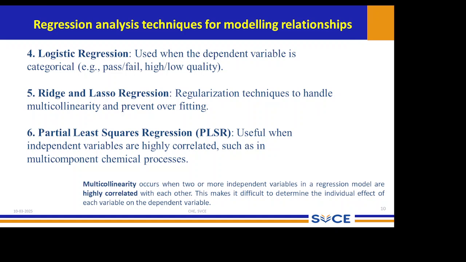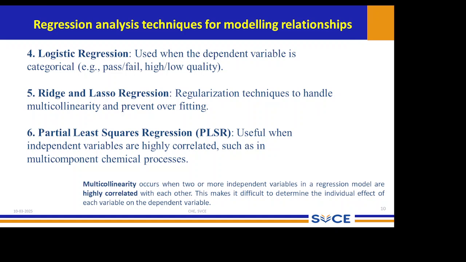Individual effect of independent variable on the dependent variable. Okay, hope you got it. Partial least square regression is useful when the independent variables are highly correlated, such as in a multi-component chemical process. So when we need to go for partial least square, it is when the variables are highly correlated. Underline the words highly correlated.